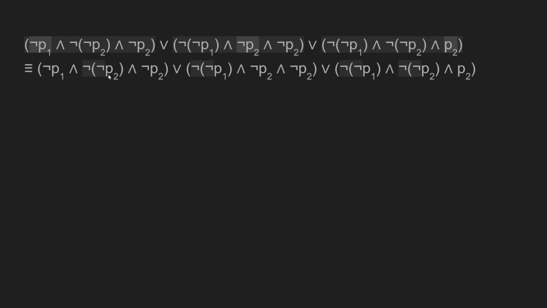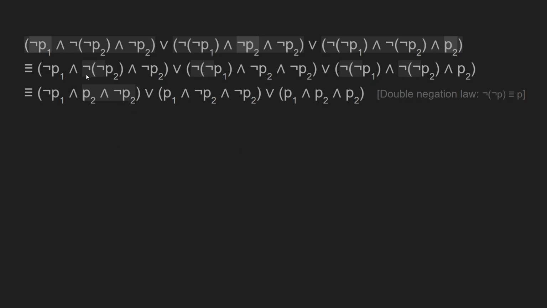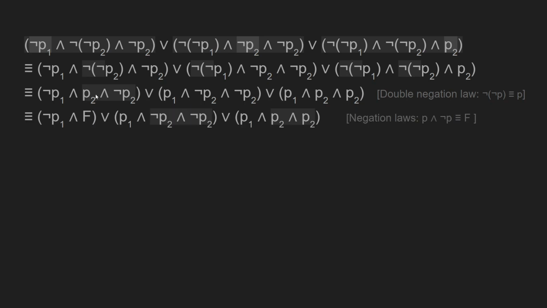First we will work with the highlighted portion, and this becomes P2. Why? The double negation law says not not P2 is equivalent to P2. All of them are the same. All right. For the next line, we will work with this, and this becomes false. All right. Why? The negation law says P and not P is equivalent to false.